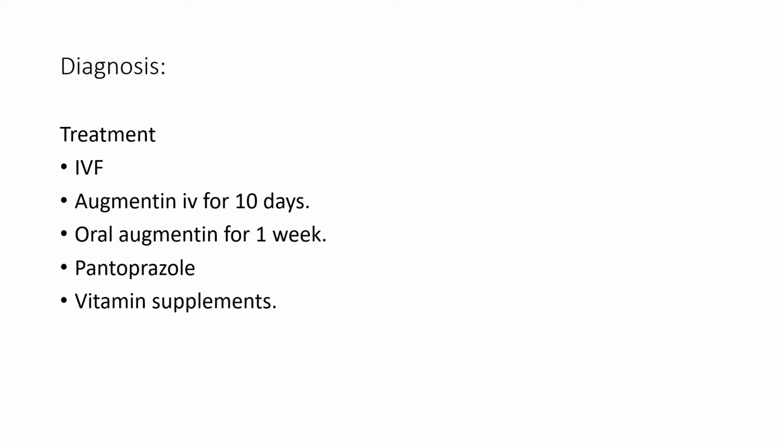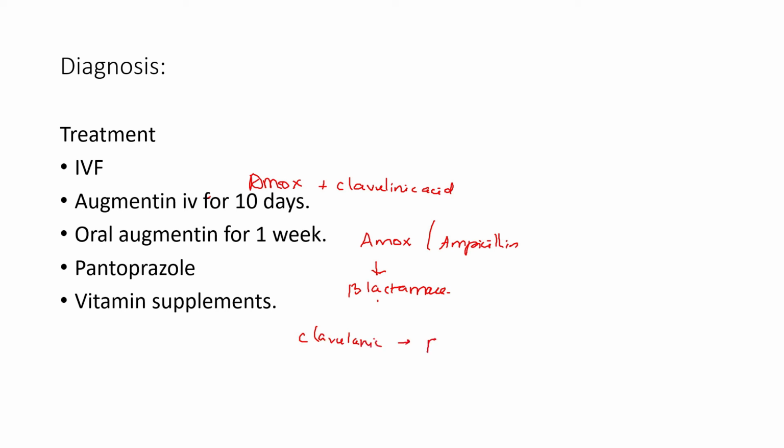So what is this Augmentin? Augmentin is a combination of amoxicillin and clavulanic acid. As we all know, amoxicillin can be given for treatment of typhoid fever. Since the majority of the bacteria produce resistance by producing beta lactamase, resistance can easily develop when you give amoxicillin alone. So the physician has combined amoxicillin with clavulanic acid. Clavulanic acid is a beta lactamase inhibitor. So that is your Augmentin. Augmentin was given for 10 days followed by oral Augmentin for 1 week.